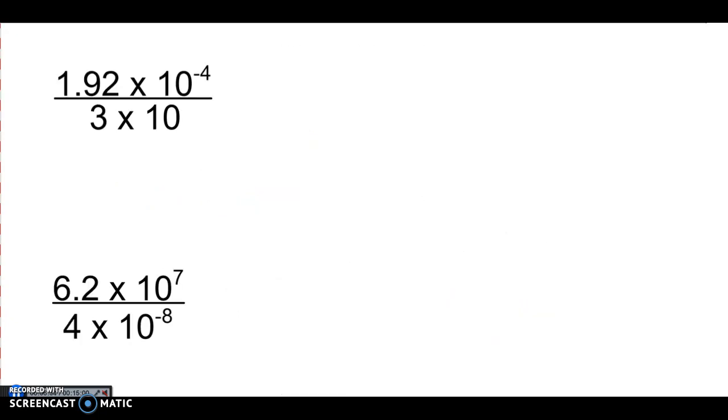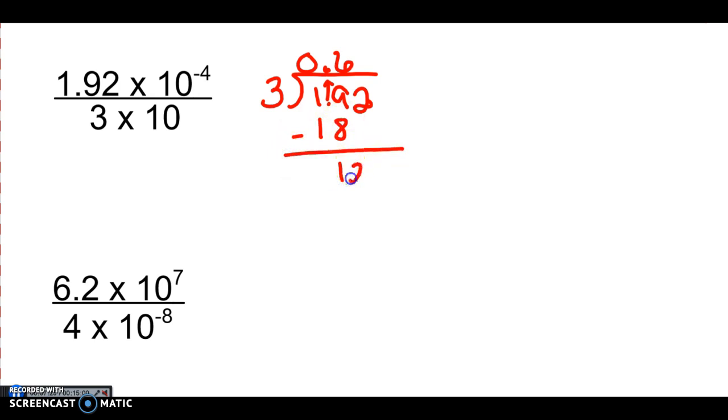Okay, on these next ones, I suggest you pause the video, try them, and then come back to it and see how you did. So for this one, I have 1.92 times 10 to the negative fourth divided by 3 times 10. So I'm going to put my 3 on the outside and 1.92 on the inside. I don't have to worry about the decimal in front, so I'm moving it up here. 3 does not go into 1, but it does go into 19 6 times. 6 times 3 is 18. Subtract, you get 12.